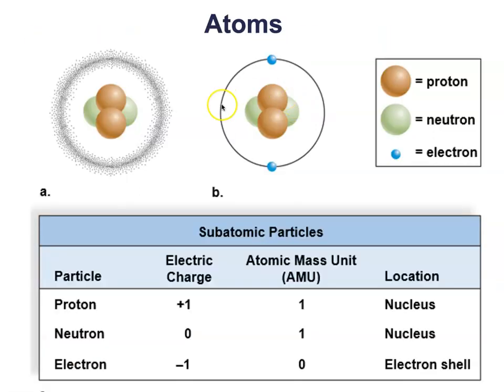So here we go, here is our electron. It's going to be orbiting around on the outside. Electrons are negatively charged. They have a very, very low mass. It's not that they have no mass, because nothing has no mass, but their mass is so incredibly small that it's negligible. So we say it's 0 for the purposes of calculations.